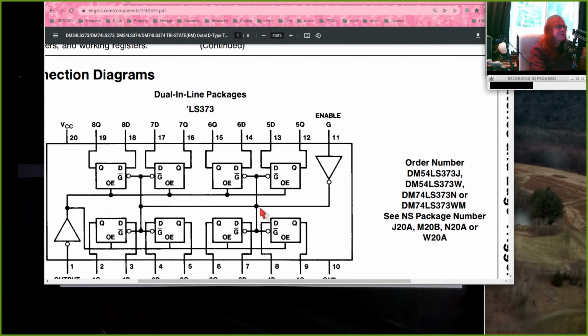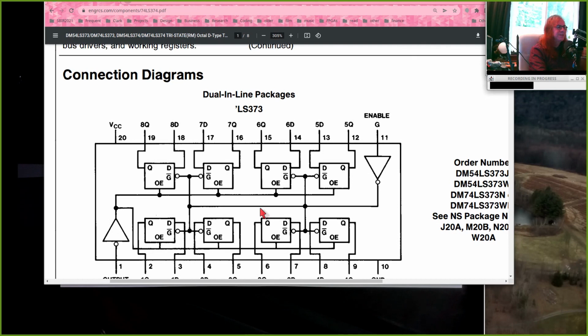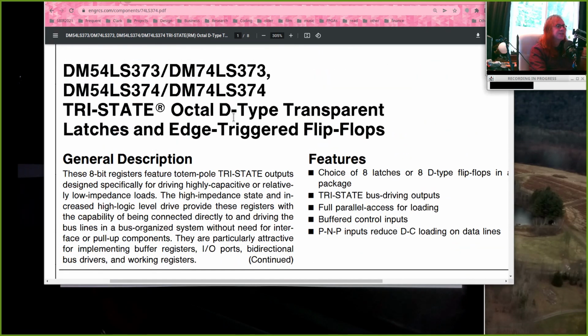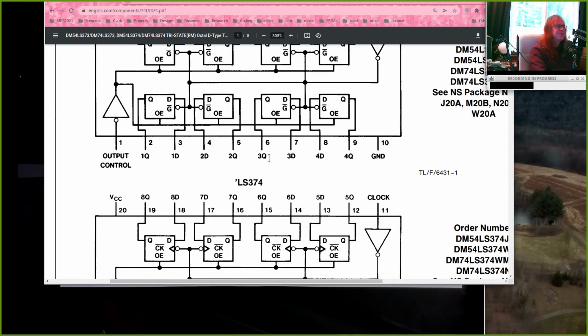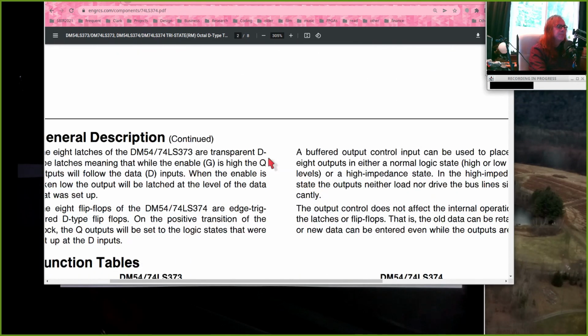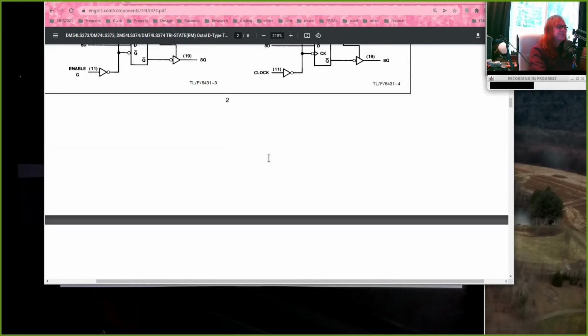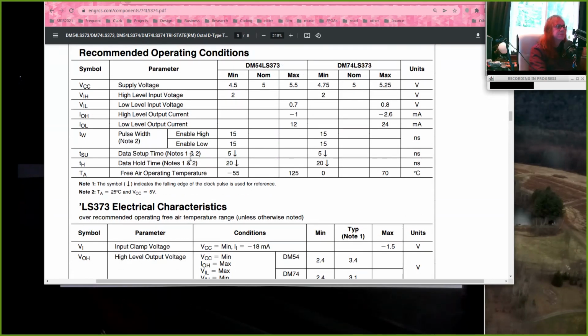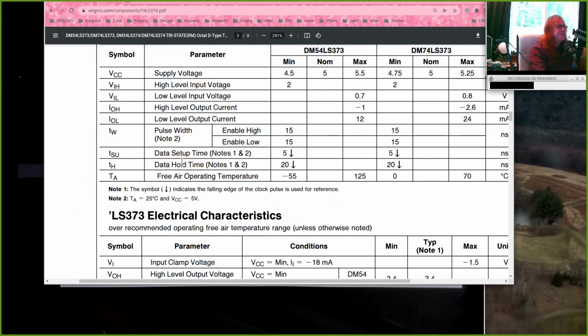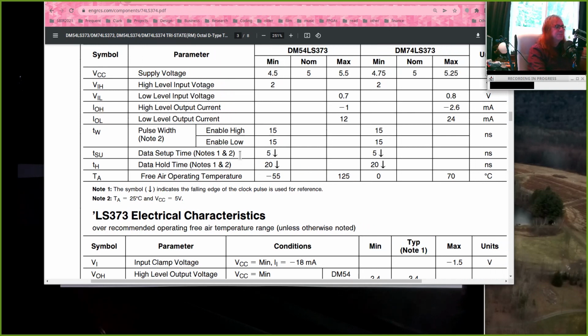Do a quick look at these. This is a different device. You'll use this for your final traffic signal circuit. This is 8 D latches, right? So tri-state octal D-type transparent latches and edge-triggered flip-flops. It's a lot of stuff going on in there. But let's see if it lists setup and hold times. Yeah. So for these, the setup time is 5 nanoseconds. The hold time is 20 nanoseconds. So if you're changing the inputs, you have to stop changing them 5 nanoseconds before the clock ticks. And then after the clock tick, you have to keep them at their current value for 20 nanoseconds. And if you change them sooner than that, unpredictable behaviors.